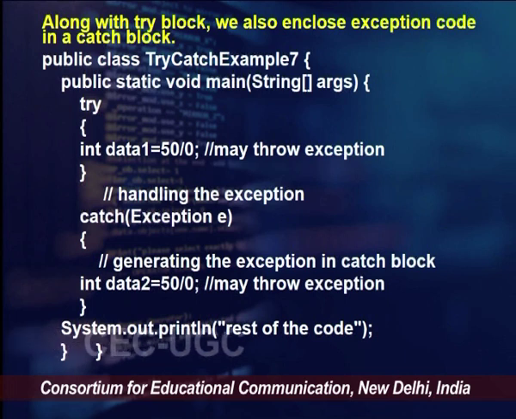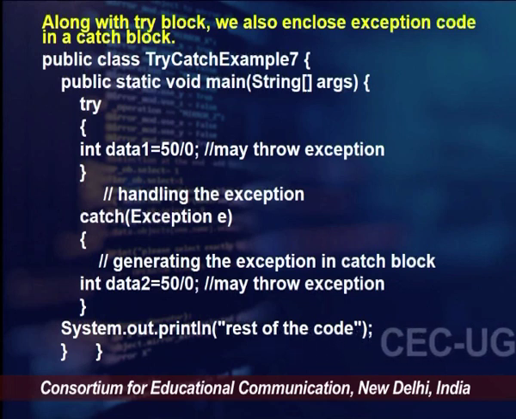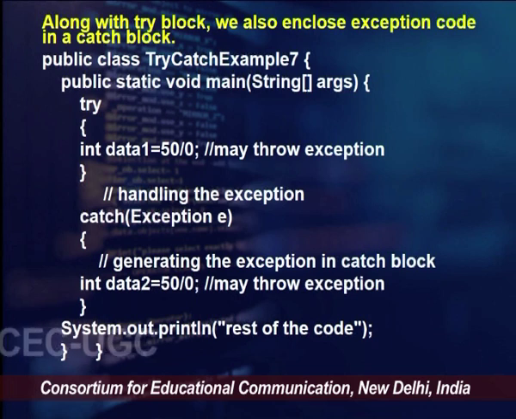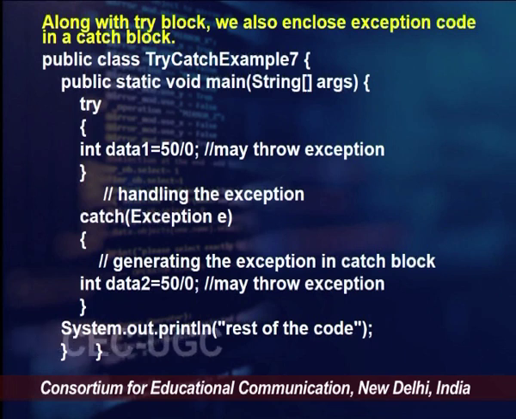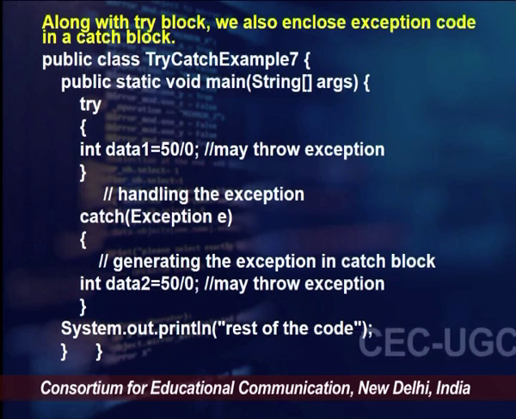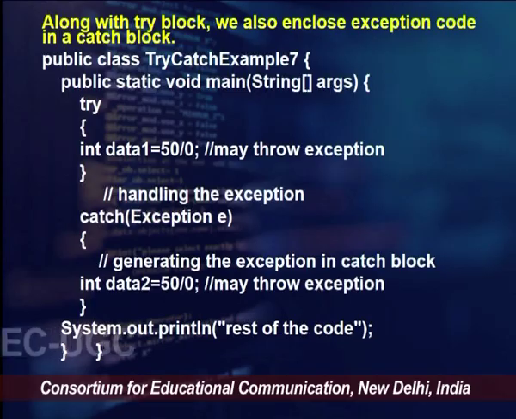So, what we have done within the catch block is that we have not printed the contents of the E object, we have not printed any custom message, and we have not given any code to be executed. Instead, we have given a particular code which may throw an exception. That is also a perfectly possible scenario, that along with the try block we can enclose exception code in a catch block also.